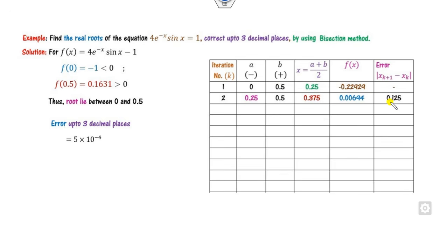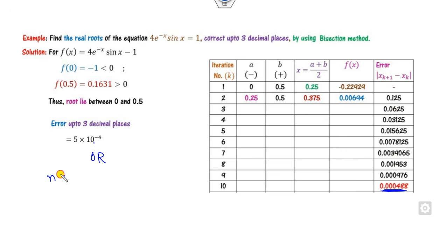Now once you know the error, how many iteration steps can you find? You can simply take the half of this. What is the half of this? 0.625, which is not less than 5 times 10 raised to the power minus 4. You can find another half, again which is not less than that. We can again find this, and so on. You can get up to here. This number is less than this one. So you need 10 iterations.